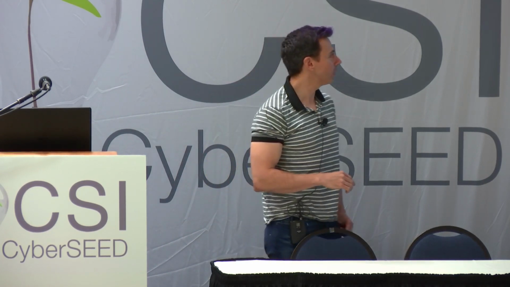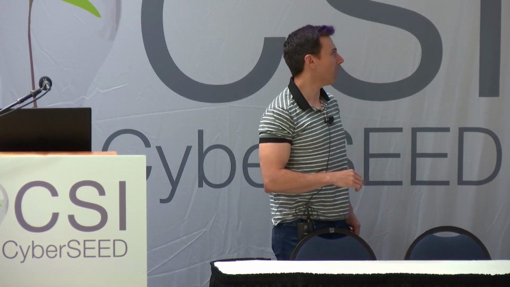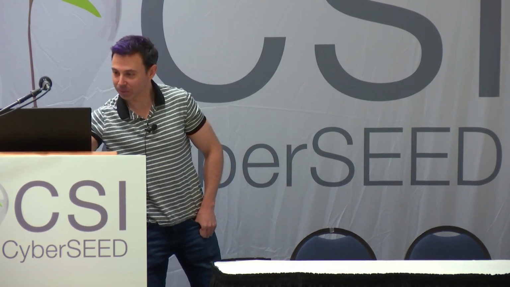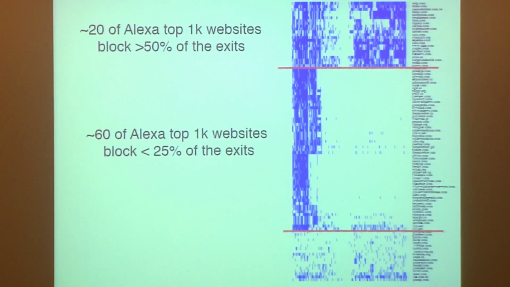A lot of this isn't uniform blocking of all approximately 900 Tor exit nodes. They block some of the Tor exit nodes, but not all of them. I won't really have time to go into this, but the punchline is that the blue region on top there are websites that consistently block virtually all of the Tor exit nodes. So these are websites that are probably explicitly blocking Tor.